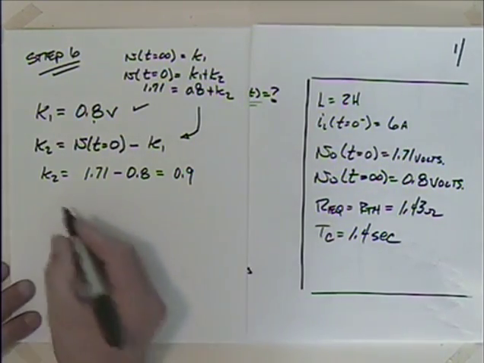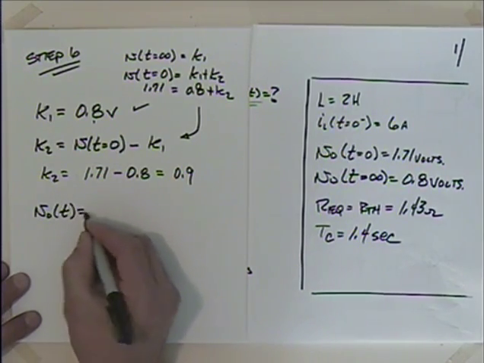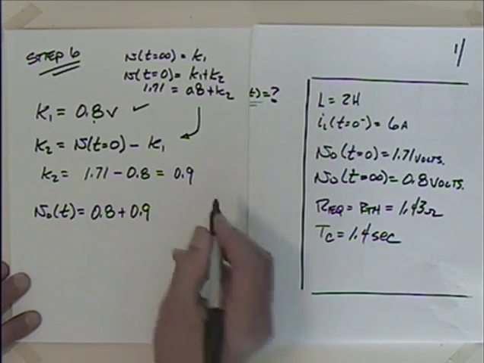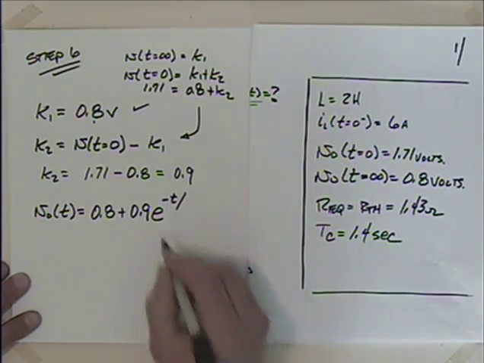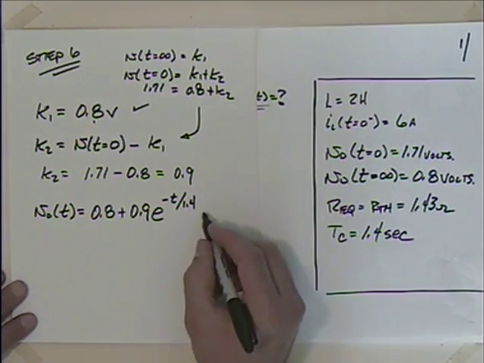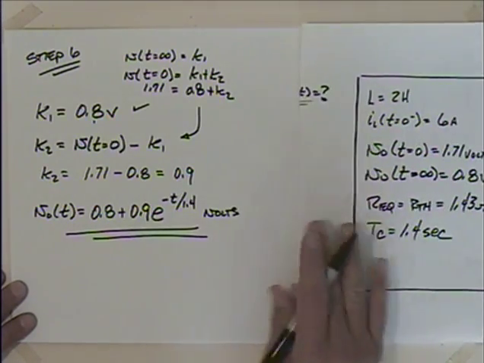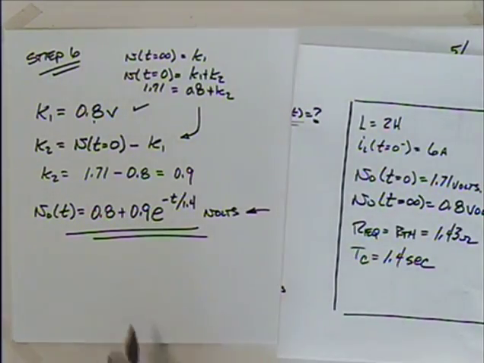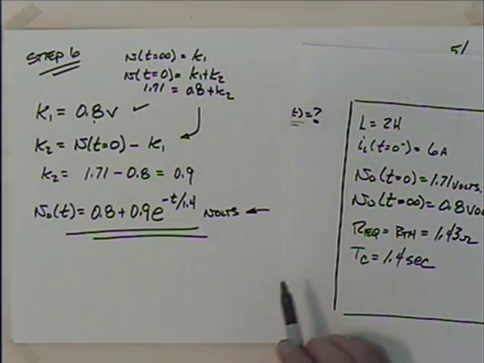Call that 0.9. So I can say then that the voltage V0 of t as a function of time is equal to K1, 0.8, plus 0.9, or 0.91 if you prefer, e to the minus t divided by the time constant, 1.4. And you could flip that over if you wanted to. I think I'll leave that like that. This would be volts. And I have then a final answer there. Okay, so let me double check that. 0.8 plus 0.9 e to the minus t over the time constant, 1.4.